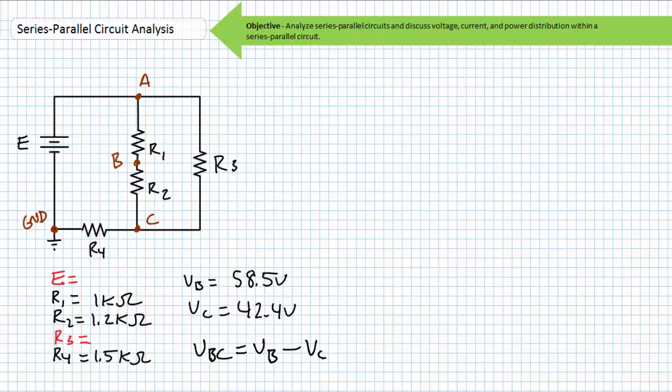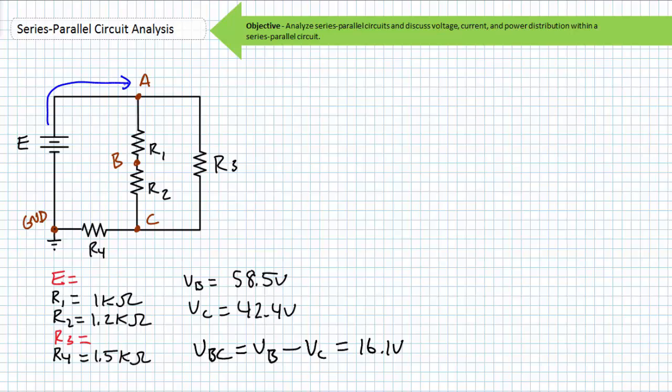Our voltage from the top of R2 to ground is saying that node B is 58.5 volts higher than ground. Our voltage from the top of R4 is saying that node C is 42.4 volts higher than ground. Therefore, using our understanding of double subscript notation, it can be said that VBC equals VB, referenced from our common terminal of ground, minus VC, referenced from our common terminal ground. VBC, therefore, is equal to 16.1 volts.